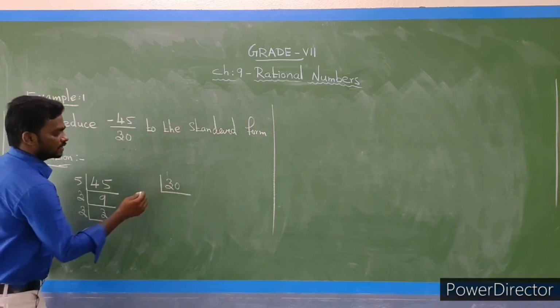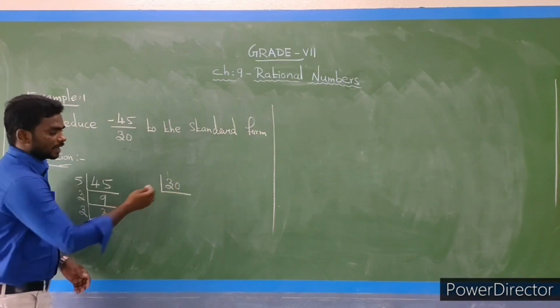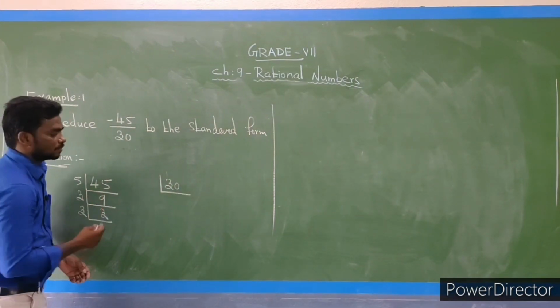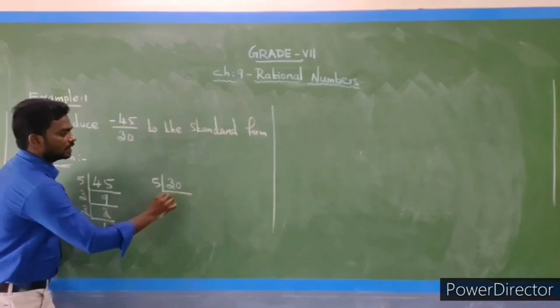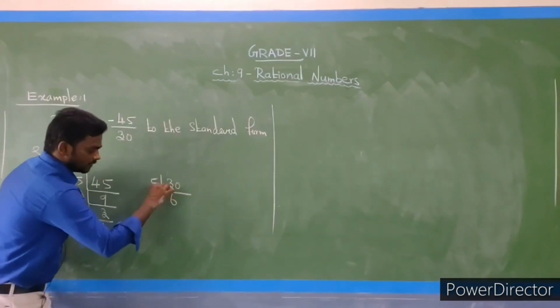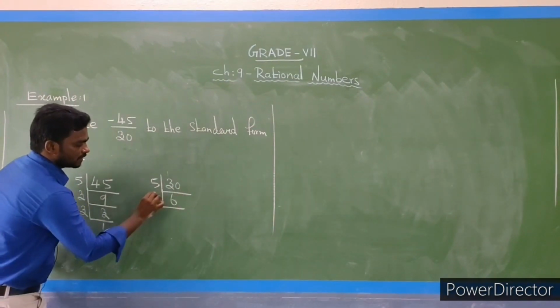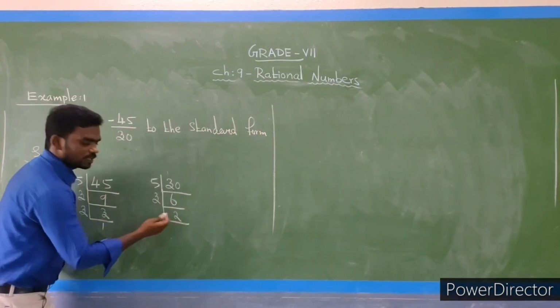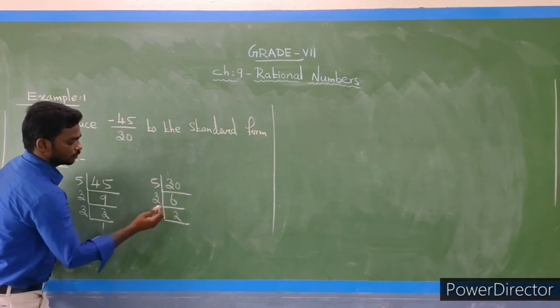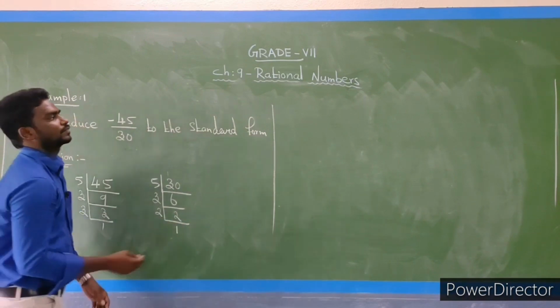Next, 30 is also a composite number. A composite number can be expressed as prime factors. This number is also divisible by 5. Right? Six 5s are 30. So 6 is divisible by the number 3. So two 3s are 6. Next, this 2 is divisible by which number? 2. So one 3 is 3.